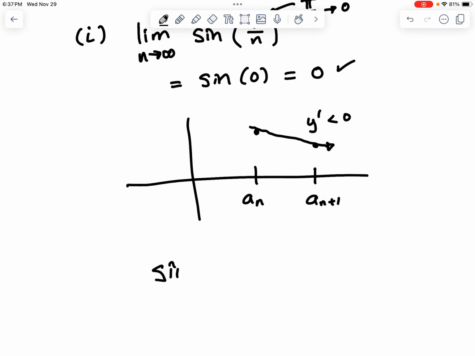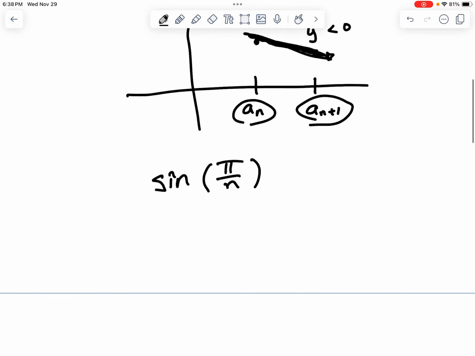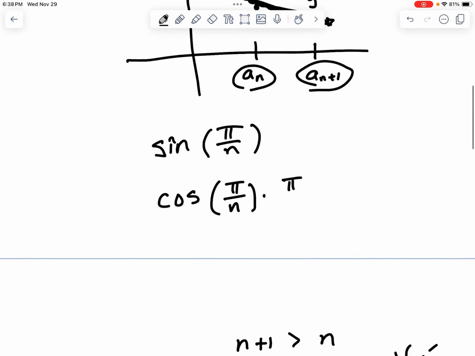So we have the function sine of pi over n. And with this, I'm not using the n+1 and the n. I'm just saying, is this function going down? Is its derivative negative? So if this is the function, then take the derivative. From what I remember, the derivative of sine is cosine, and then n is our variable. And then there's the old chain rule, which says you have to take the derivative of pi over n. Well, the pi can just stay there, and the derivative of 1 over n is going to be negative 1 over n squared.